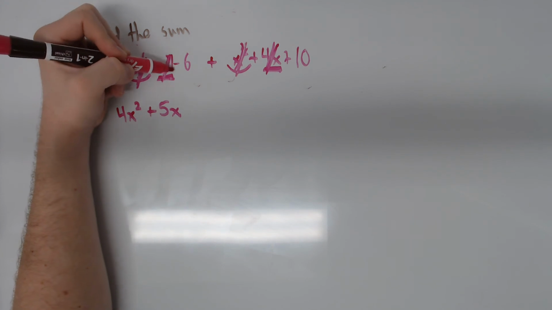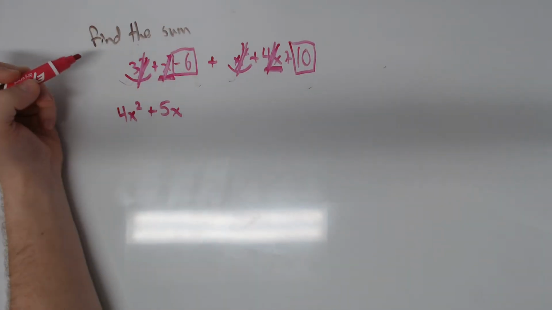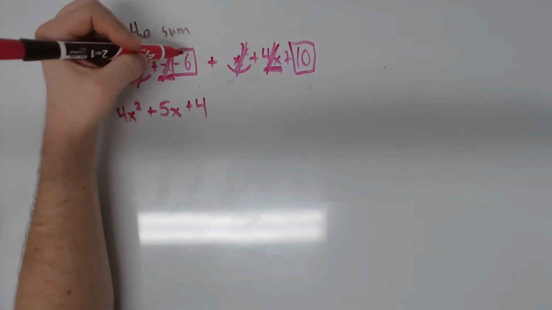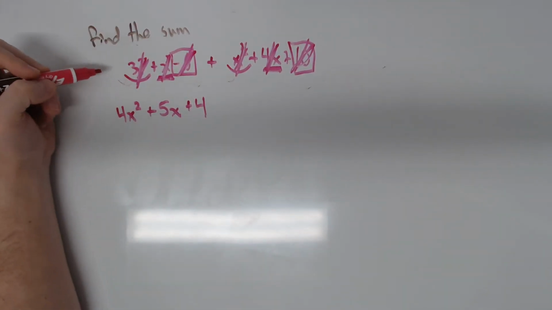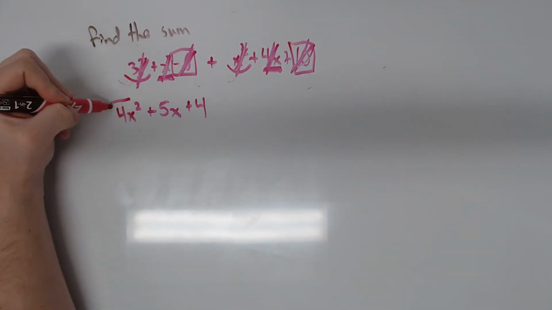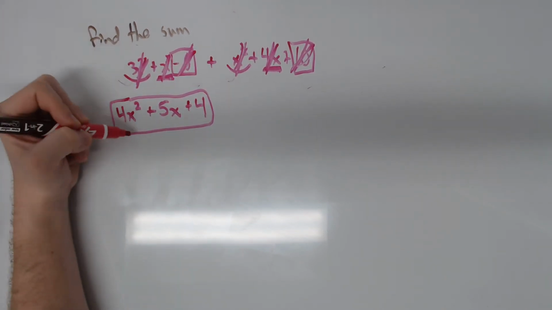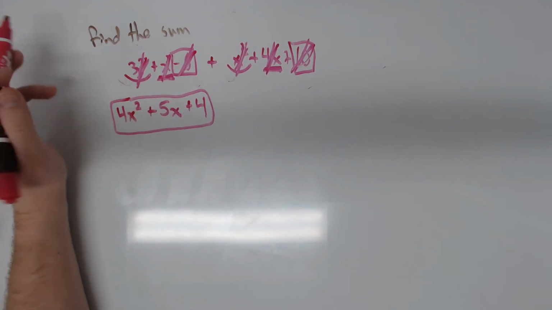Now I've got a minus 6 and a plus 10. Negative 6 plus 10 is positive 4. So I've got a plus 4, and I'm out of terms. So everything has been accounted for. This is my standard form answer. Because I did it highest to lowest, it ended up in standard form by default.